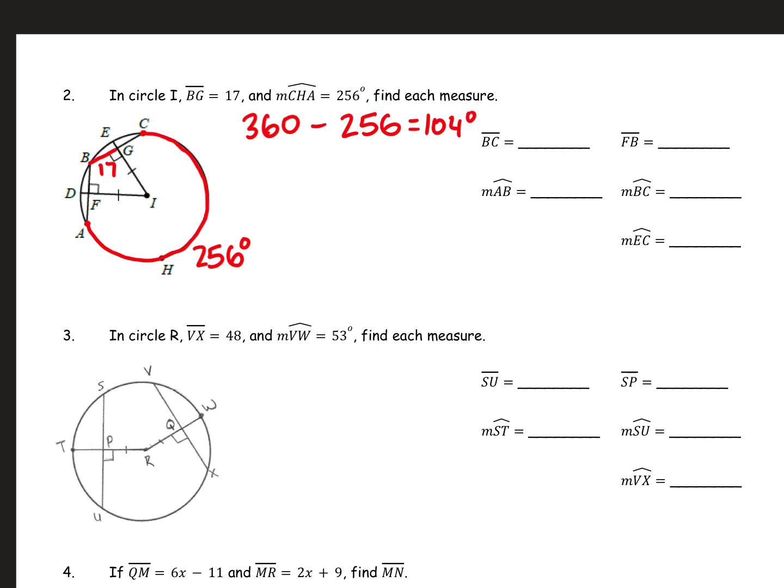And if you thought about that beforehand, congratulations, you got it. We're dividing by 2 because the measure of the arcs is congruent. Remember, if the chords are equidistant, these tick marks tell us that they're equidistant. If the chords are equidistant or the same distance from the center, then the chords are congruent. And if the chords are congruent, the arcs are congruent. In other words, whatever AB is, BC will be the same. So we just do 104 divided by 2. That's going to give me 52 degrees. So BC is 52 degrees, and AB is 52 degrees.